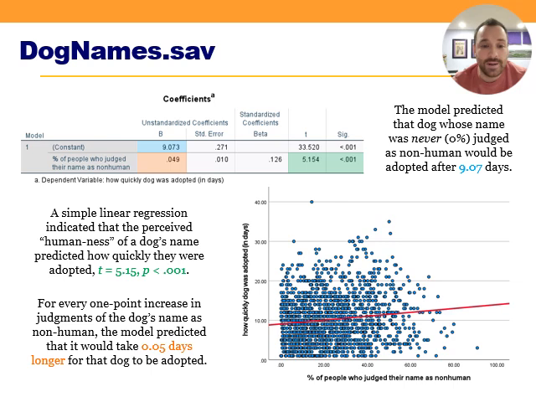So again, that's consistent with a pretty weak relationship here, right? 0.05 days is not a huge change for every 1 point increase in the non-humanness of a dog's name. But the point here is there was indeed a weak relationship between how non-human a dog's name sounded and how long it took for them to get adopted from an animal shelter.